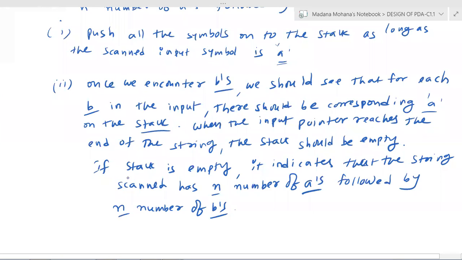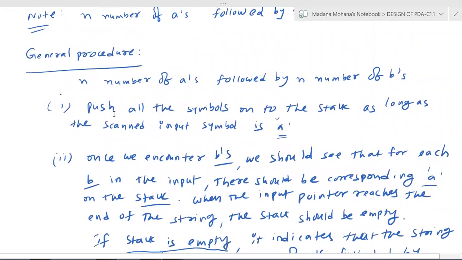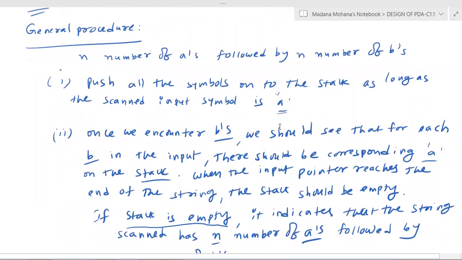Here, if stack is empty, what does it indicate? That the string scanned consists of n number of A's followed by n number of B's. This is the general procedure. So first you have to push all the symbols onto the stack as long as the scanned input symbol is A. Whenever input is A, you can simply push onto the stack. Any number of A's you can push.